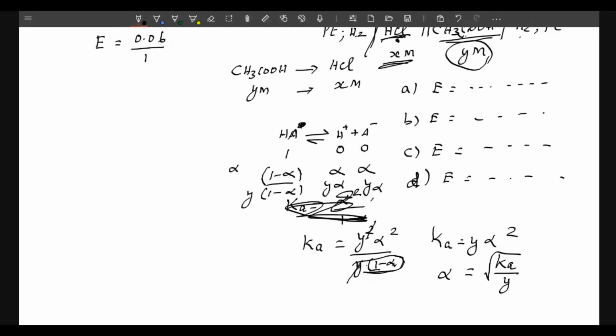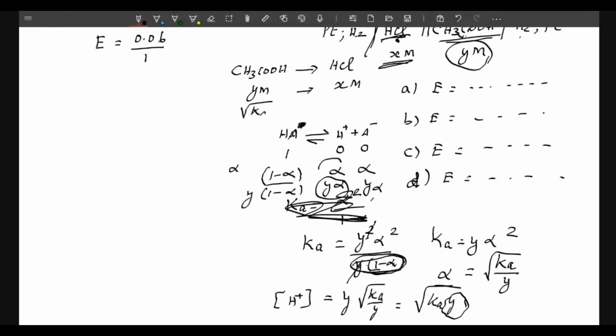Therefore, what is the concentration of H plus? The concentration of H plus is Y alpha. Therefore, the concentration of H plus is equal to Y into alpha, which is equal to Y times the root of Ka by Y, equal to the root of Ka into Y. This is the equation you have already derived in chemical equilibrium. So H plus, or A minus, is equal to the root of Ka, the dissociation constant, into the concentration of the acid taken. It is an approximation. Why? Because here we assume that 1 minus alpha is equal to 1 itself. Therefore, the concentration of H plus ion present here is not Y molar, it is the root of Ka into Y.